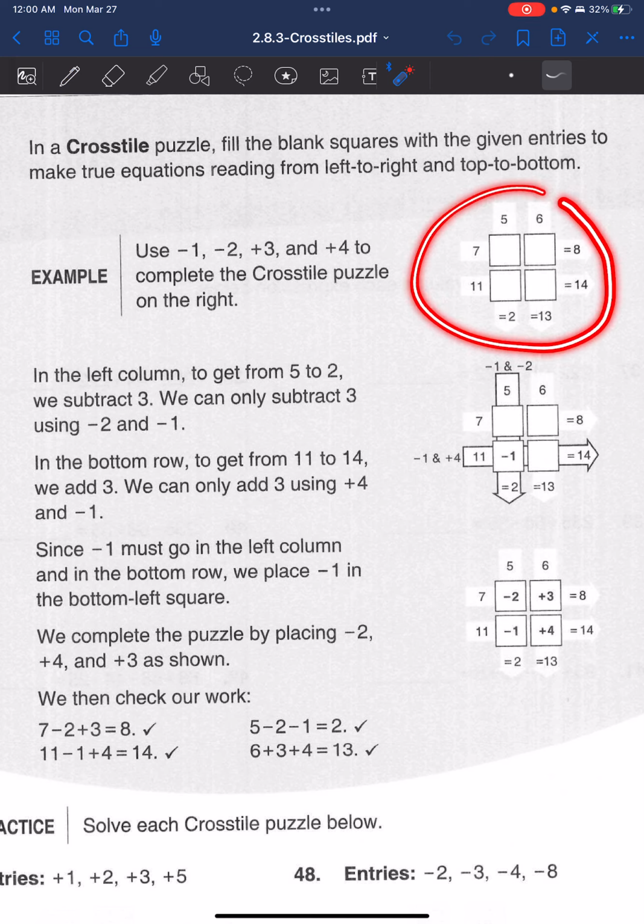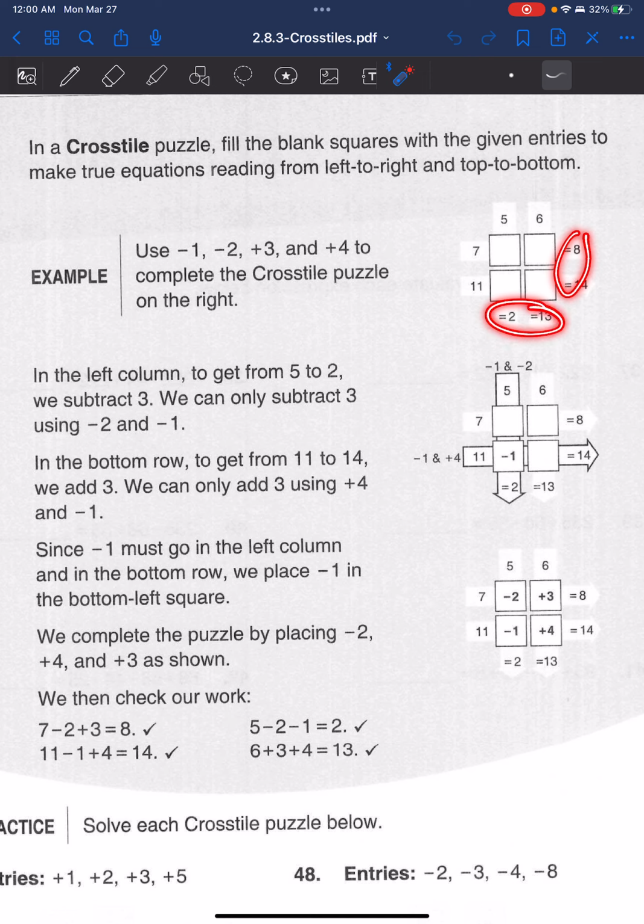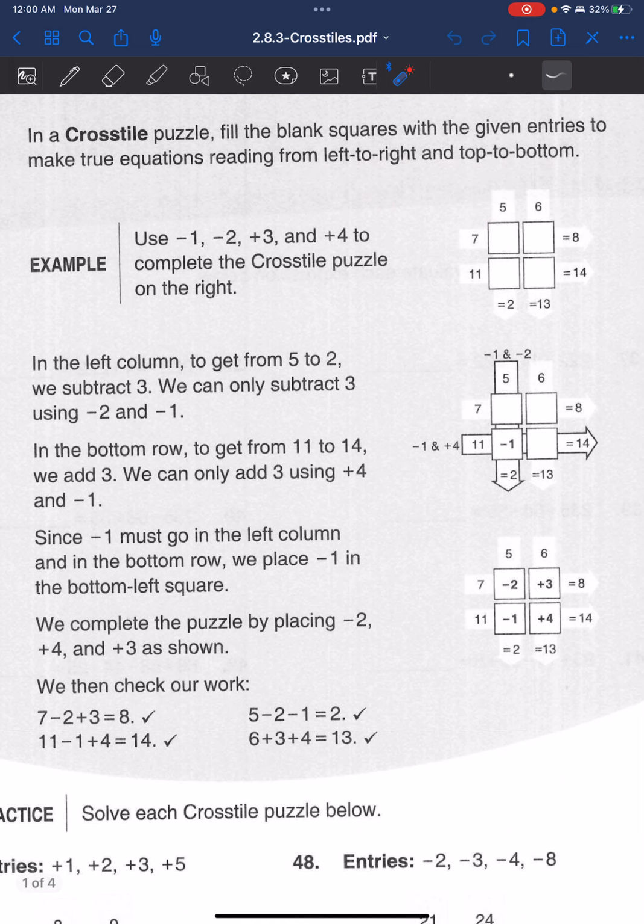So what we see here is what we call a crosstile puzzle. It gives us the starting numbers, and it gives us the resulting number of the equation. And so, as the instruction says, we go from left to right and top to bottom. In the left column, to get from 5 to 2, we subtract 3. So it's 5 minus 3 equals 2.